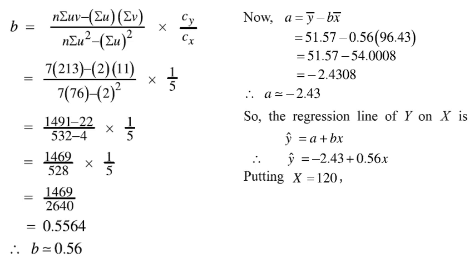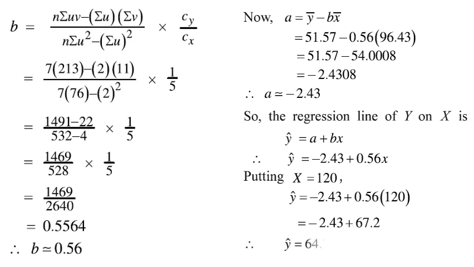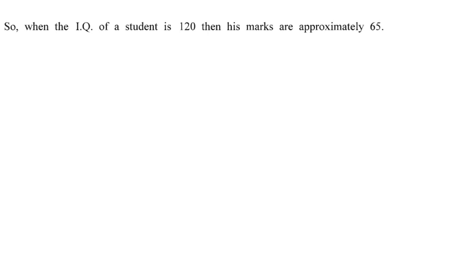The second is putting x is equal to 120. We have to estimate the value of marks when the IQ is 120. So we will put x as 120. We will multiply it with 0.56, which will give us 67.2. And when we add and subtract, we will get 64.77 marks. So when the IQ is 120, the marks are 64.77, 65 approximate, round figure answer is 65.